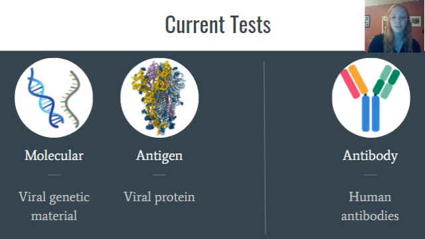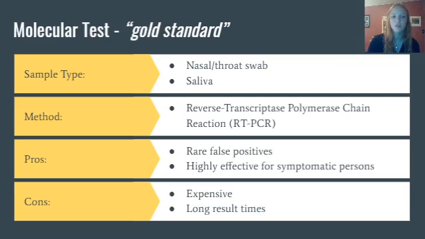A serology test is used to identify antibodies to COVID-19, which means these types of tests are not capable of diagnosing someone with an active case, but might be able to identify if a person has been infected in the past. The first test we will look at is the molecular test.